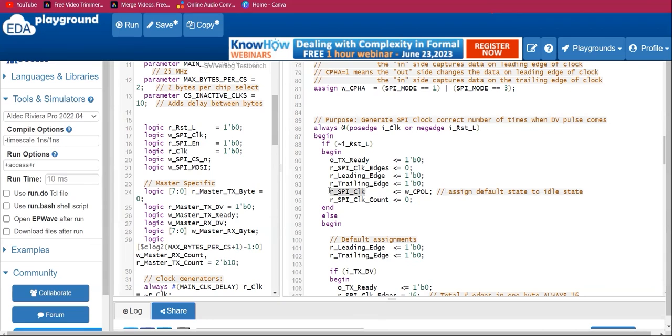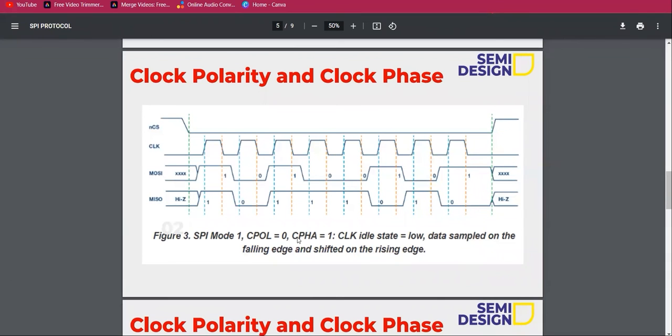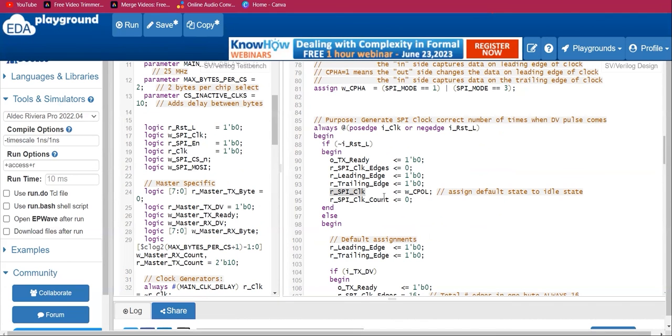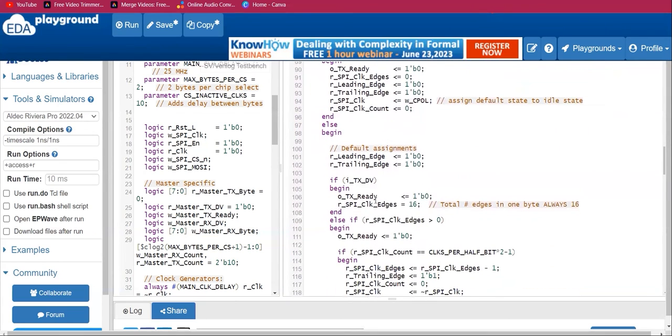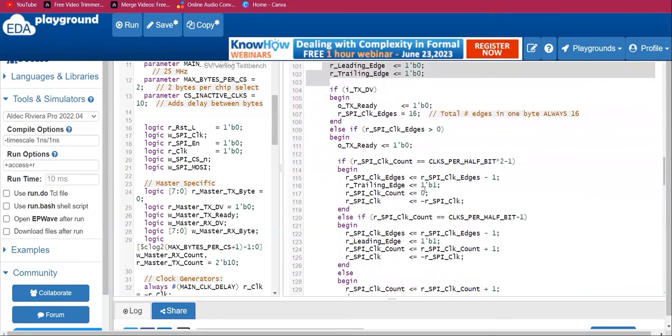So the clock should get the idle state, right? How will it get the idle state? Based on the CPOL 0 and CPHA, based on that the clock will go to the low state, right? So that's why we are assigning CPOL to the clock. And next one, default assignments: leading edge and trailing edge also 0 0.